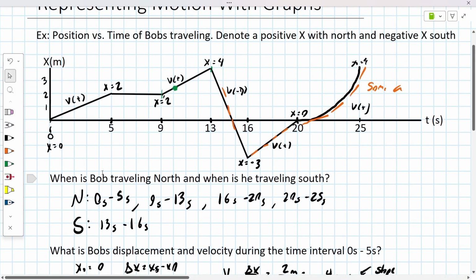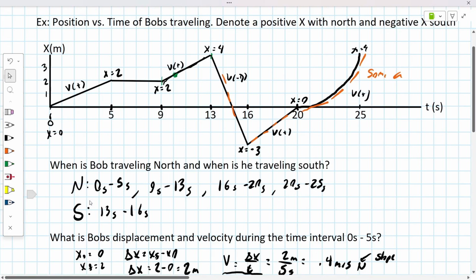And so notice that if we find the slope of this line right here, we'll have the velocity over this entire time range. So that'll be true at this point, 10, and anywhere else on the line.